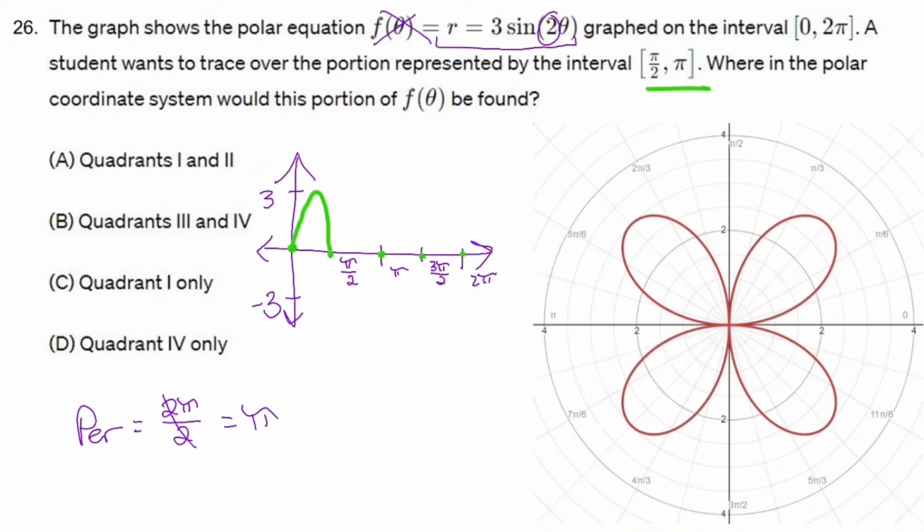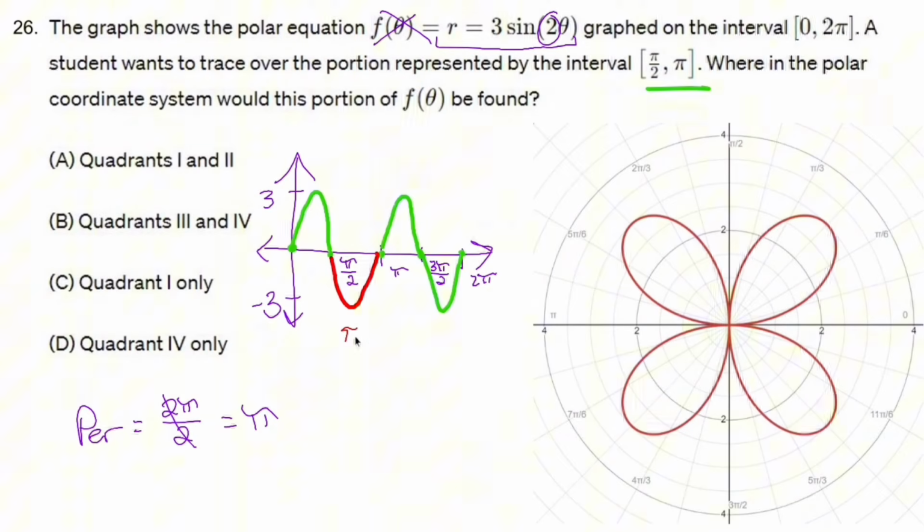Now, this is the part that really matters: pi over 2 to pi. So let me choose a different color. It bottoms out at negative 3 and then comes back up again. Now, the rest of it doesn't really matter that much, but you know what? I'm going to draw it out because I'm committed. All right. So what we care about is this red area down here.